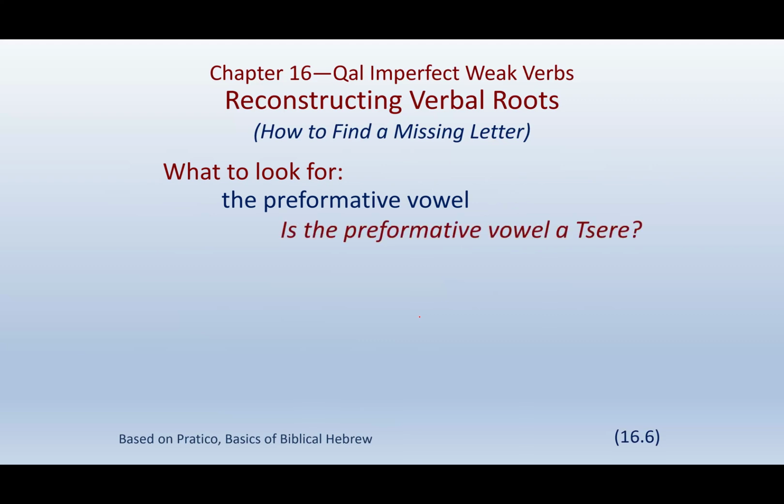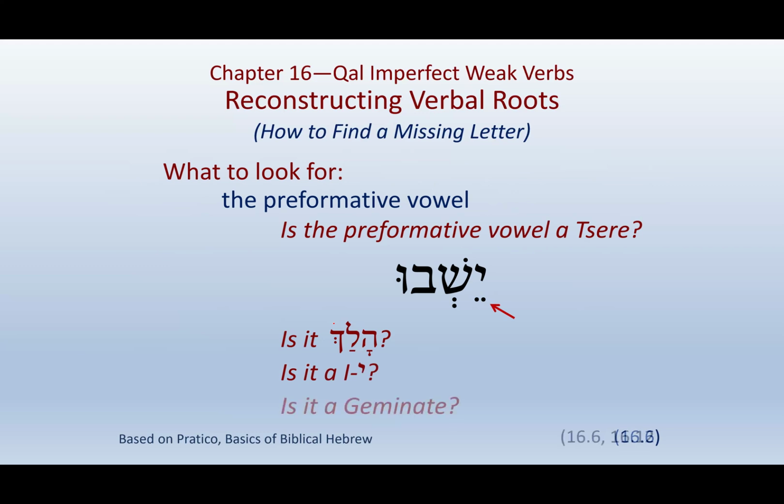Is the preformative vowel a tsere? So here we have yeshvu, yeshavu. And yes, we have a tsere. Well, is it halak? It doesn't look anything like halak, because usually halak is always going to have at least those last two letters. Okay, so that's not it. Is it a one yod? Oh, that's a good possibility. It could be a one yod. Or is it a geminate? No, no indication on that. The fact that we have a tsere means there's been compensatory lengthening, and that means that the yod that was in there dropped out. And so this is a one yod verb. We have the preformative, we have the subformative: they will dwell or they will sit. So that's how we can tell what it is.